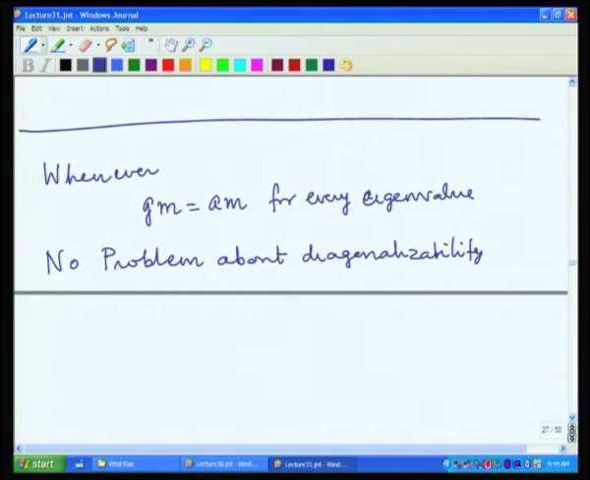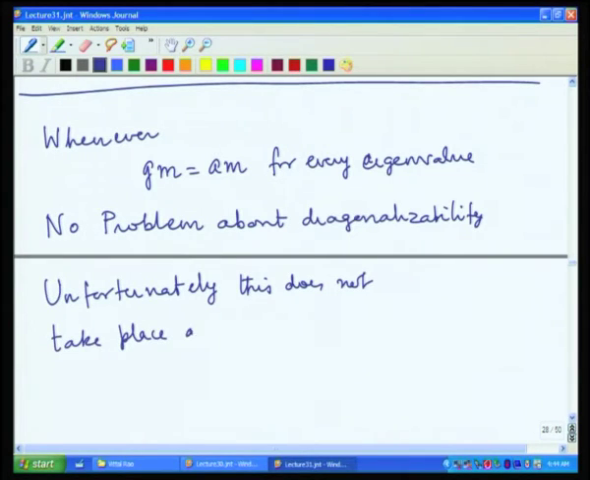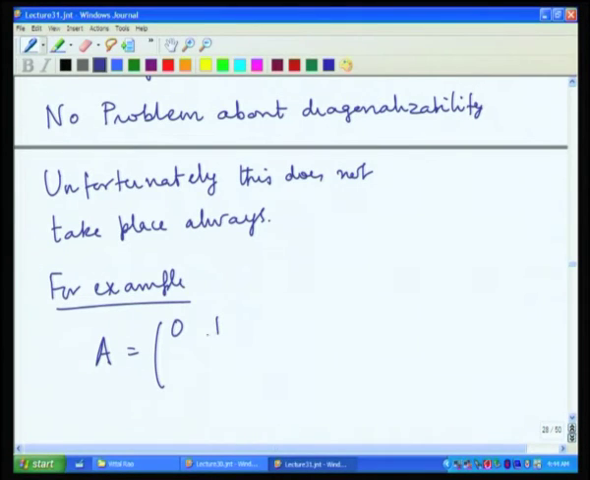But unfortunately, this does not take place always. That is, there are matrices for which G m will not be equal to A m. For example, let us look at a simple example. Consider the matrix A equal to 0, 1, 0, 0.